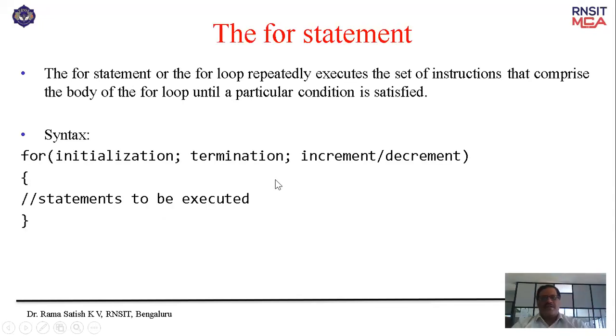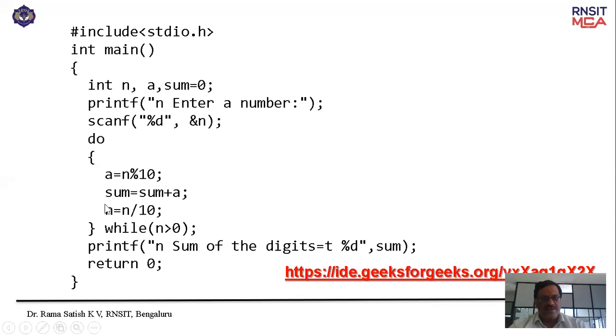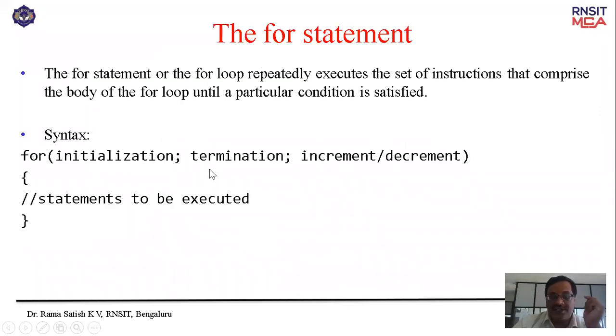Now, the for statement. The for statement has initialization, condition check, increment or decrement, and the body of the loop. In here, the initialization is where n gets its value, and the increment or decrement, n is equal to n divided by 10, is happening. These are separate statements, but initialization, termination, and increment or decrement all happen in one line, in one statement. If the termination condition is true, it keeps on executing the loop. Once the termination condition becomes false, it will come out of the loop.